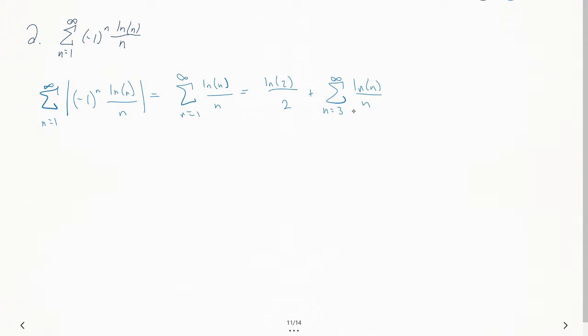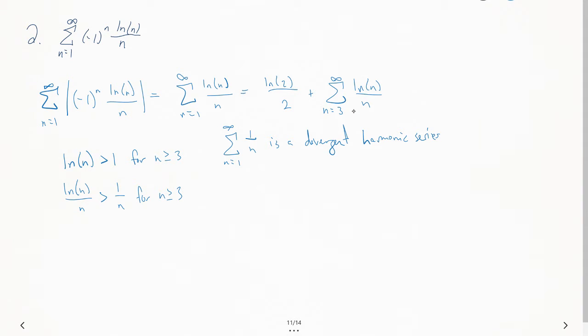And the reason why we're going to look at that is because natural log of n is greater than 1 for n greater than or equal to 3, and then you have natural log of n over n must be greater than 1 over n for n greater than or equal to 3. And so the summation n equals 1 to infinity of 1 over n is a divergent harmonic series.